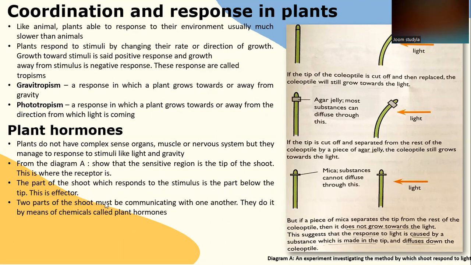So the two parts of the shoot must be communicating with one another. And they do it by means of chemicals called plant hormones. In this diagram, an experiment has been done to investigate the method by which shoots respond to light. This is explained in the diagram in line with the sentences on the left-hand side.